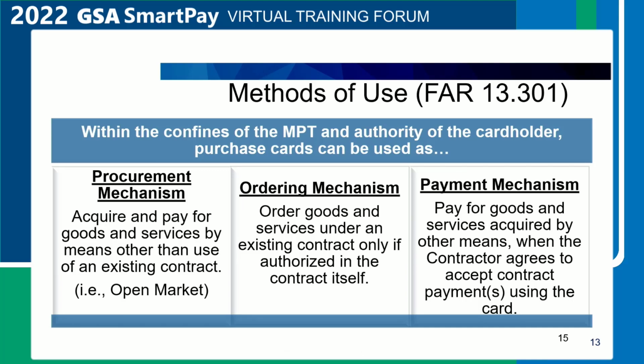Methods of use in the FAR. The purchase card can be used in 3 ways, depending on the value of the transaction and the authority of the cardholder. Procurement mechanism: the card is used as the procurement tool to acquire and pay for goods and services by means other than use of an existing contract. As an ordering mechanism, the card can be used to order and pay for goods and services under an existing contract, and as a payment mechanism, it can be used only to pay for goods and services acquired by other means.